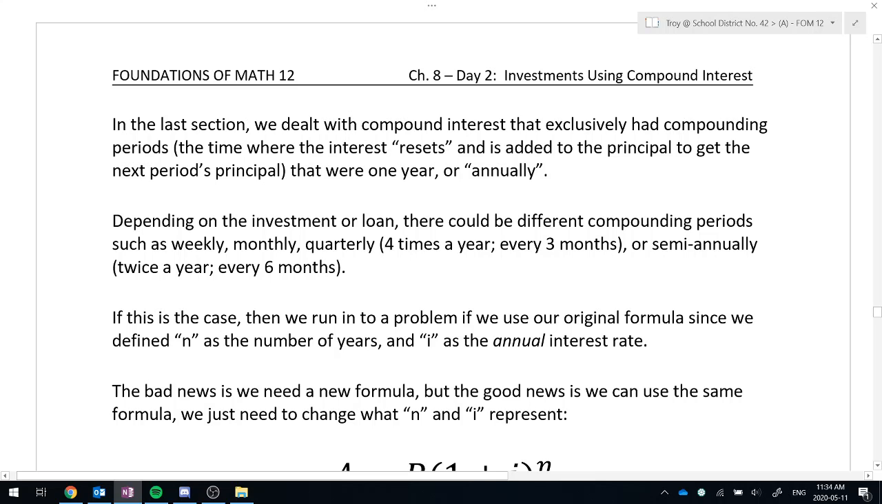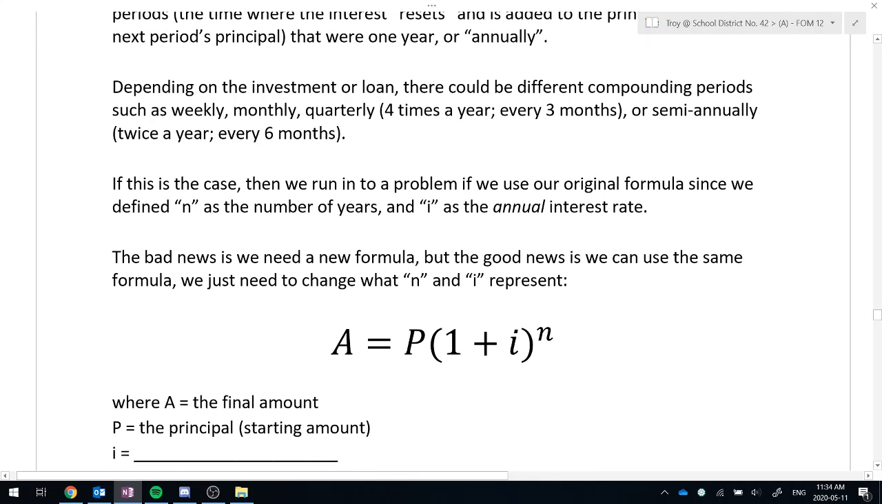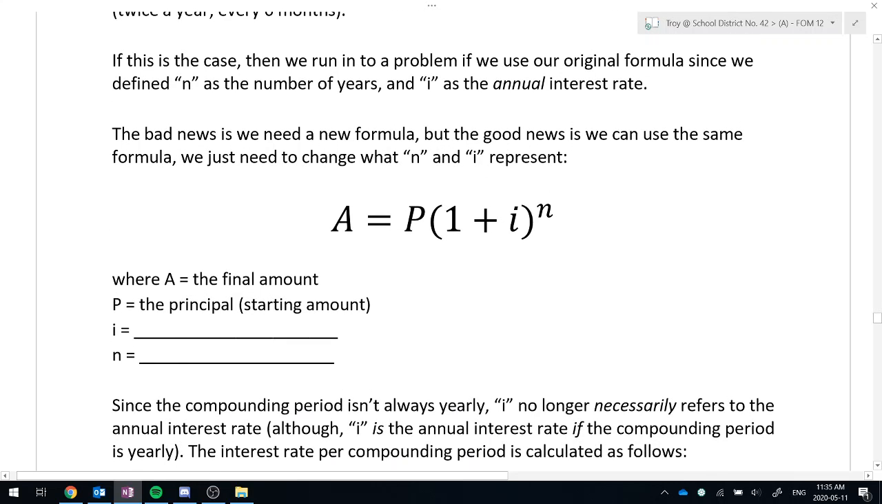Okay, so we're going to take a look at it first using the formula we're familiar with already, which is this guy here. So we're going to need to use a slightly different formula to calculate problems that don't have annually compounding interest, but we can use the same one. We just have to use a few different values for what n and for what i now represent.